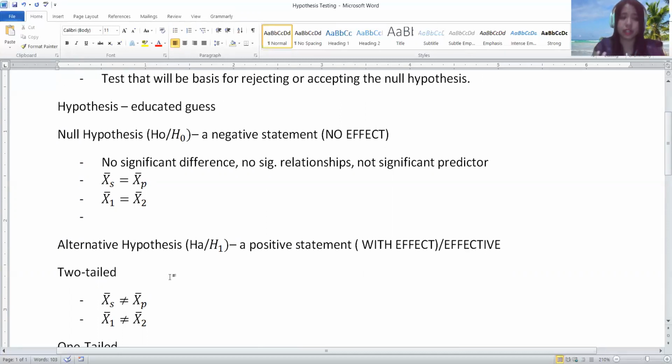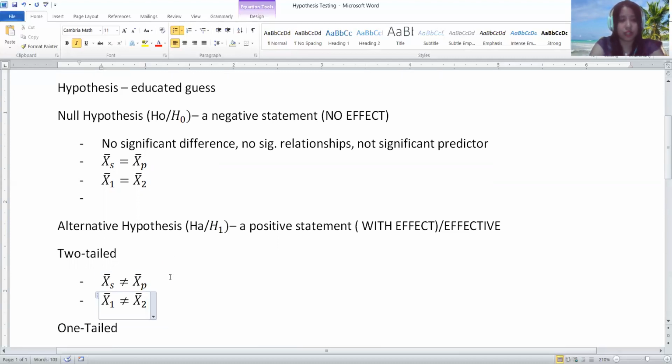Actually, for the null and alternative hypothesis, we can state them using a two-tailed or one-tailed test. It is two-tailed if we are simply saying that there is no significant difference. We are not saying that one is higher or the other one is lower. So for two-tailed, the alternative hypothesis states that the sample mean is not equal to the population mean. Or the mean of group 1 is not equal to the mean of group 2.